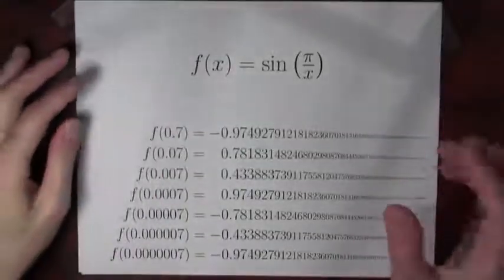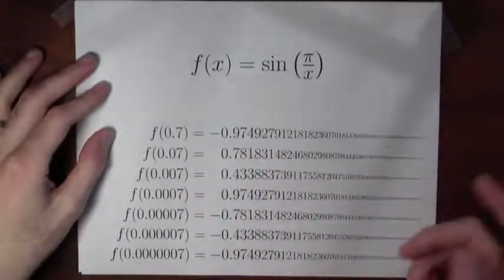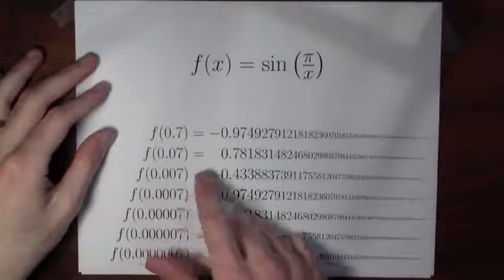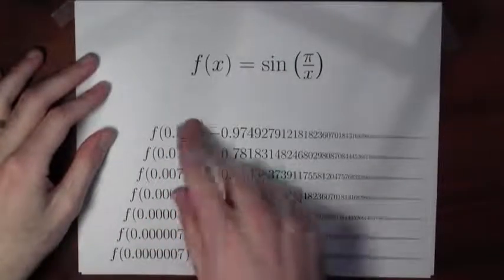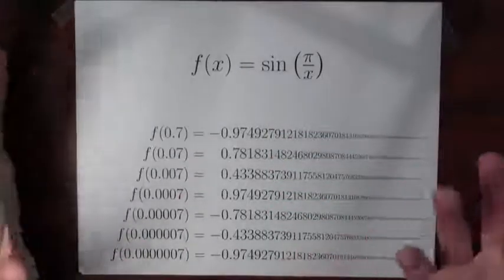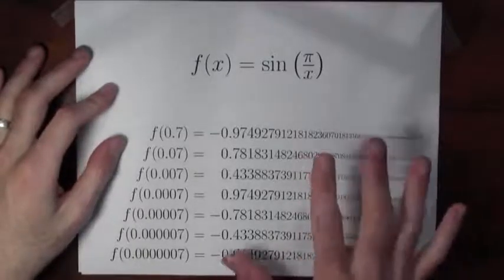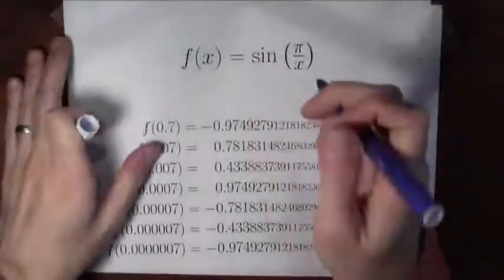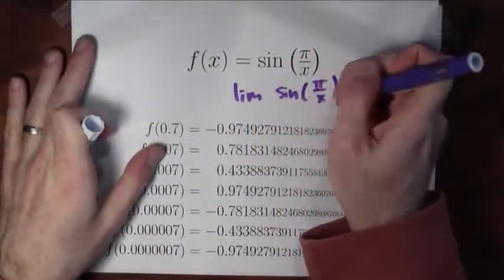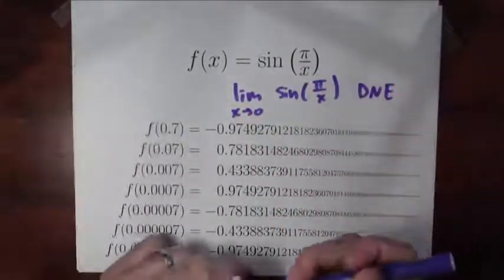Okay, I've been a little bit too tricky in picking my input points. So here's the same function, f of x equals sine pi over x. And here, I'm picking a collection of points that's again approaching 0: 0.7, 0.07, 0.007, 0.0007. It's getting closer and closer to 0. But now, my output values are looking pretty random. I mean, they're not all the same, for instance. So this is maybe some evidence that the limit of sine pi over x as x approaches 0 doesn't exist.